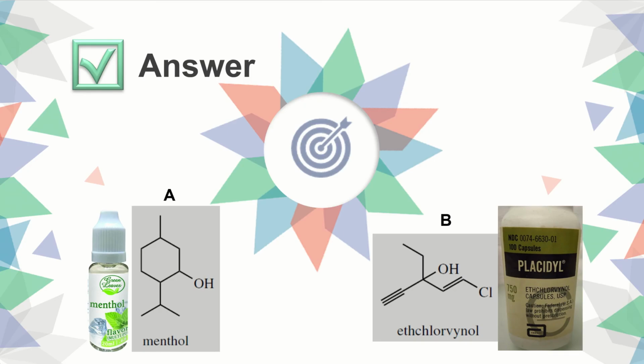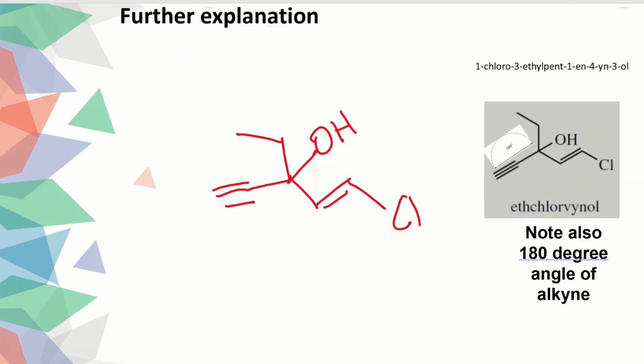All right, so if you drew A as menthol and B as ethchlorinol, then you are indeed correct and on your way. So I'm going to play this video which hopefully further explains why we drew one of these structures as we did.